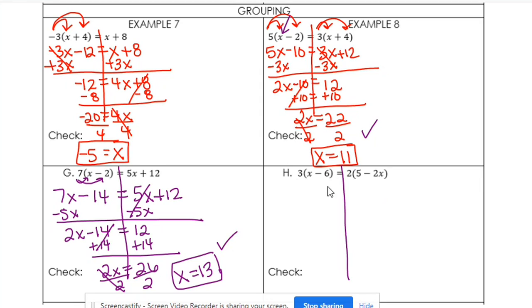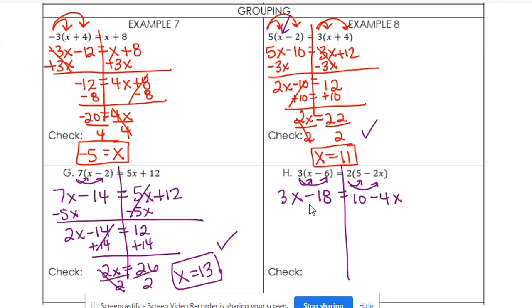All right, let's do H. We have 2 sets of parentheses, so we're distributing twice. Let's start on the left, 3 times x, 3x. Then 3 times negative 6, which is negative 18. On the right, 2 times 5, which is 10. And 2 times negative 2x, which is negative 4x.